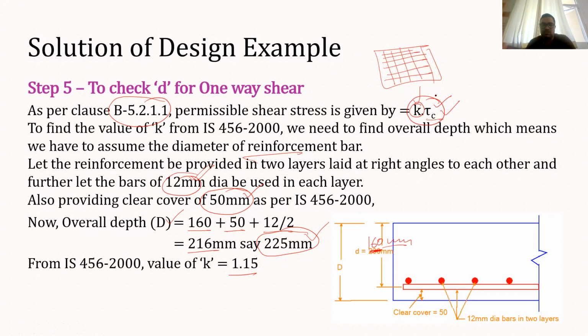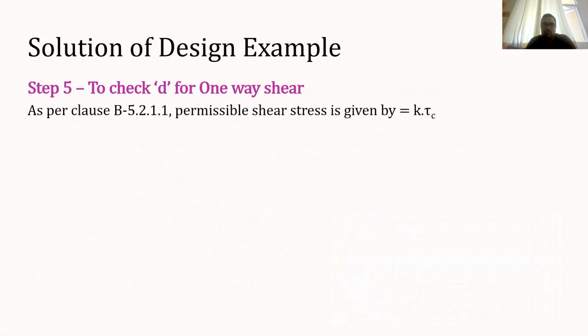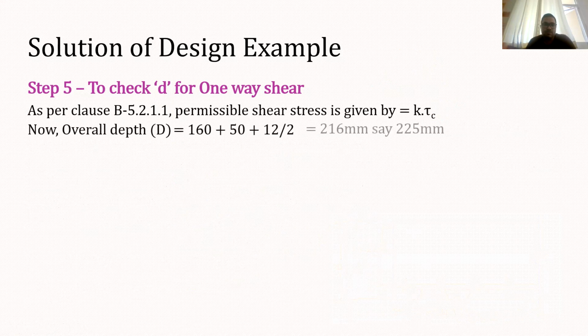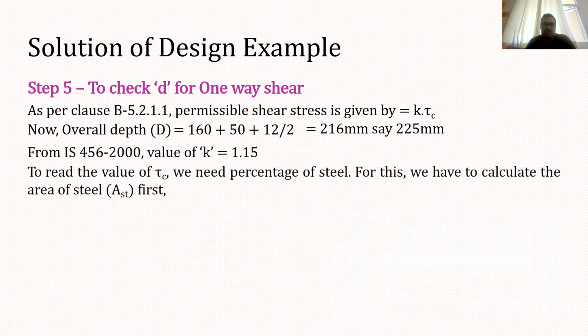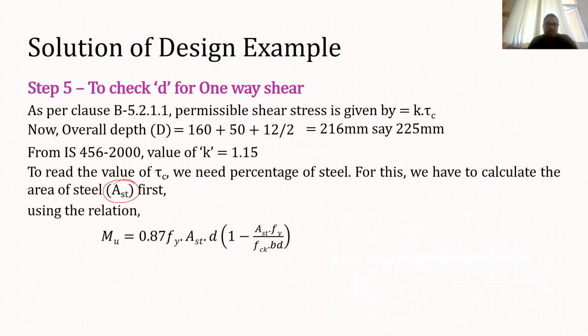Now we will find out tau C. And for tau C we know that we need the percentage of steel, because tau C is dependent on the percentage of steel. And for that we have to calculate the area of steel first, and then only we will be able to find out the percentage of steel. So we can find out AST by using the relation, this one, and putting all the values here. Mu value we have already calculated, which is 135, and in this all the values are known.